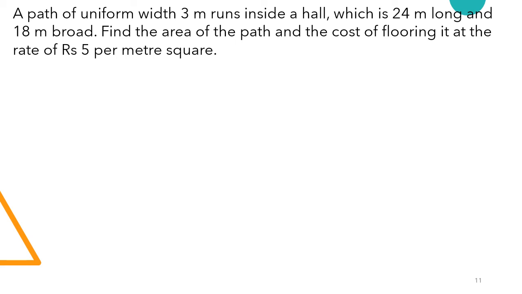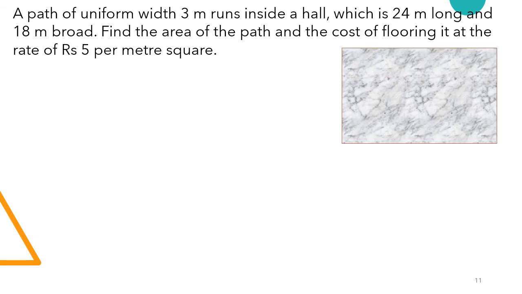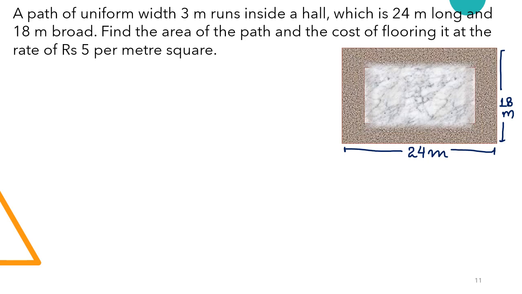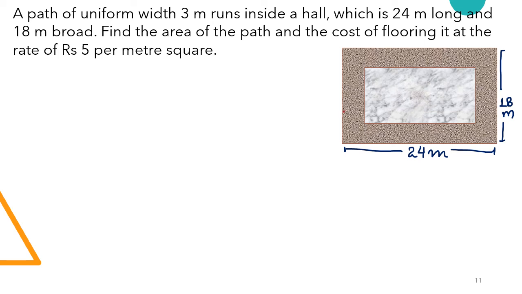Next question is, a path of uniform width 3 meter runs inside a hall which is 24 meter long and 18 meter broad. Now this time it is given that there is a hall, the length of that hall is 24 meter and breadth is 18 meter. There is a path of width 3 meter which runs inside the hall. So inside this hall a path is constructed and width of this path is 3 meter. So it is 3 meter broad from all the sides.